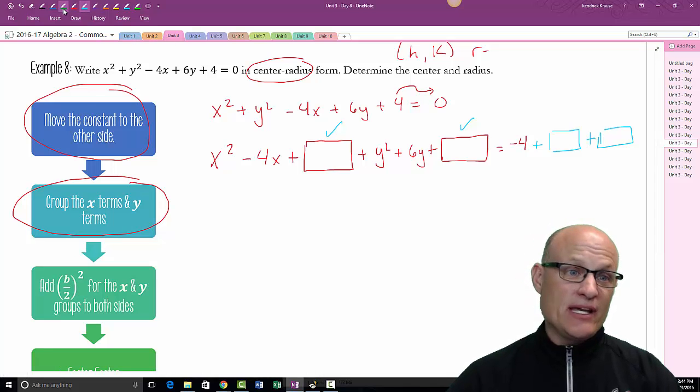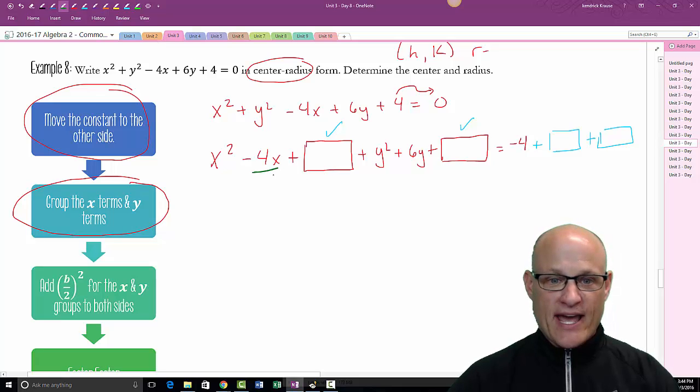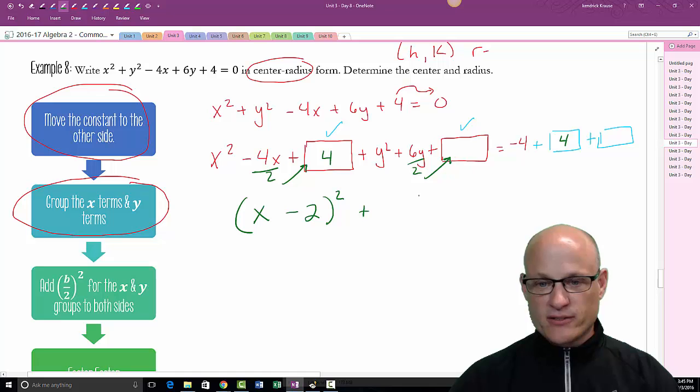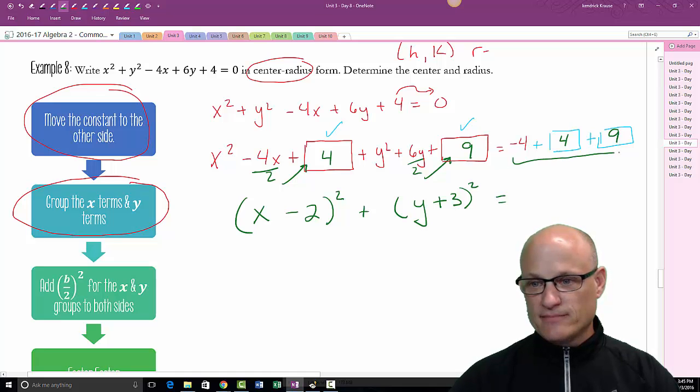Now, same exact steps as before. We're going to take half of this, square it, and put it in there. But remember, it goes in these parentheses. So x, half of negative 4 is negative 2, squared. And if I square negative 2, I get 4. So I need to put a 4 there. So far, so good. Plus, we're going to do half of this and square it. But remember, that half goes in here. Half of 6 is positive 3. 3 squared is 9. But if I put a 9 there, I got to put a 9 there. And then I just clean up this side. Negative 4 plus 4 plus 9 is 9.